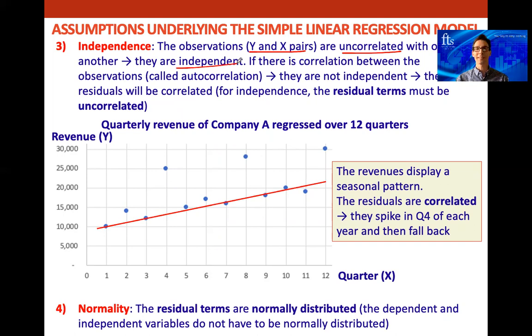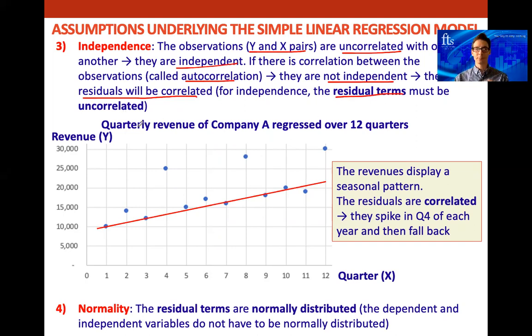But here comes the but. If there is correlation between them, we call that autocorrelation, then they are not independent. And if they are not independent, then we have a problem, because the residuals will be correlated. Because for independence, the residual terms actually must be uncorrelated. So let's have a look at this example over here.